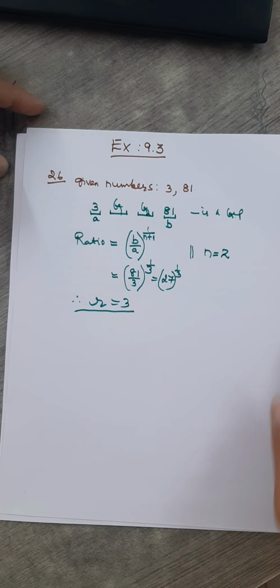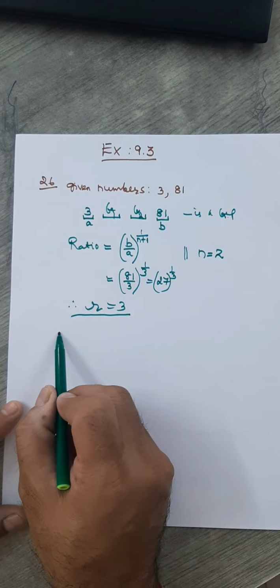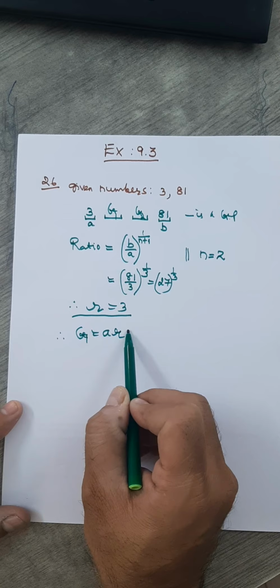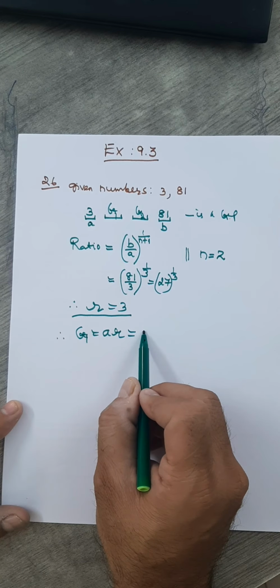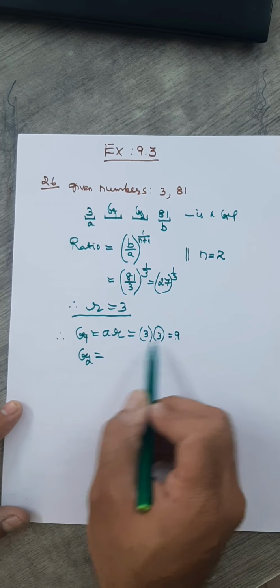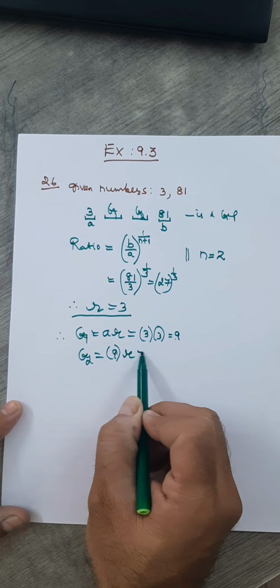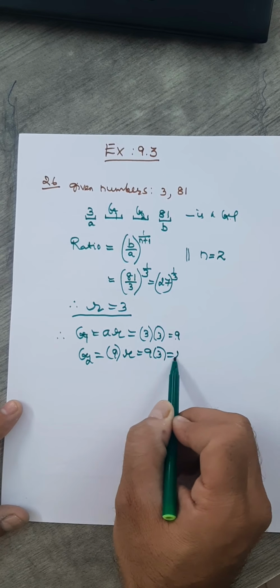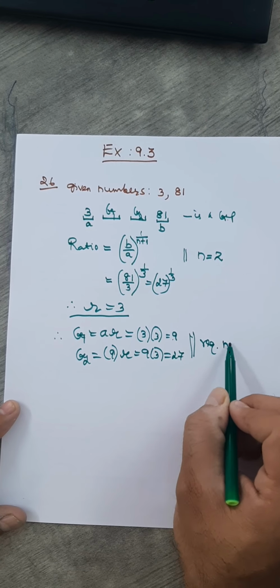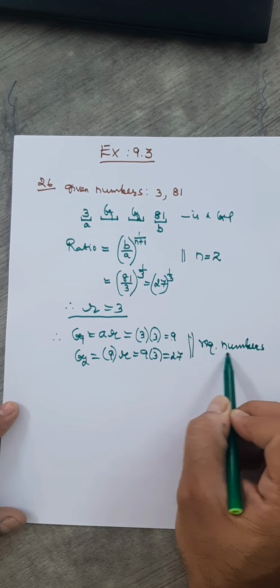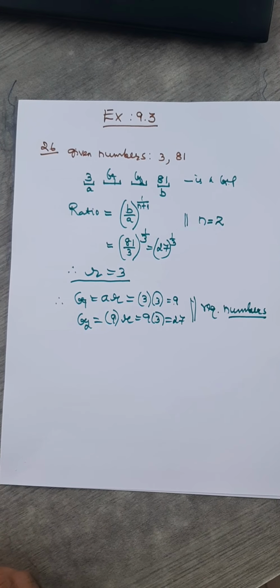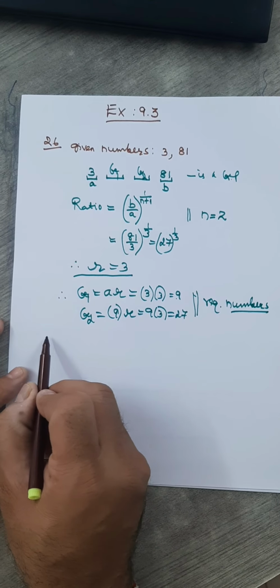Okay. Now you will get G1. Therefore what is G1? That is A, the first term, into the common ratio, A into R. So it will be 3 into 3, which will be 9. What is G2? That's the previous term into R. That is 9 into 3, which will be 27. These are the required numbers here. Okay? 9 and 27.